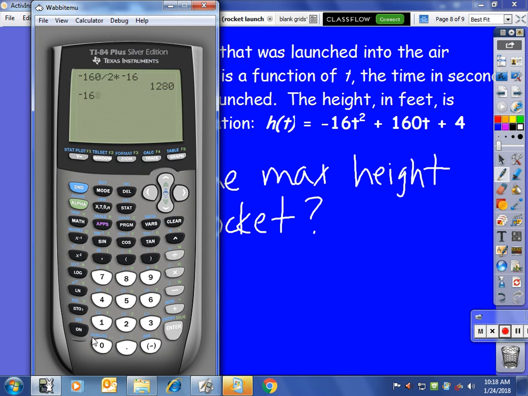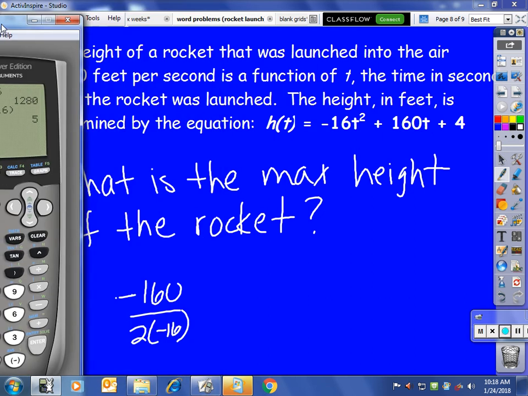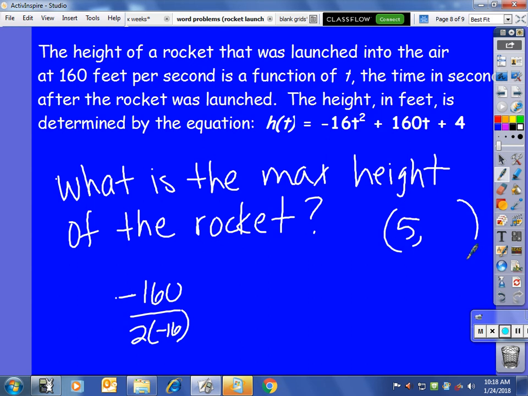It's negative 160 divided by, I've got to put parentheses around the whole denominator, 2 times negative 16. Now I'm telling the calculator to get the denominator first and then do the division. That's correct. Now, is that the answer I was looking for? No, that's the x value of the vertex.